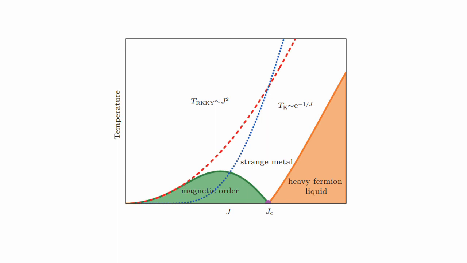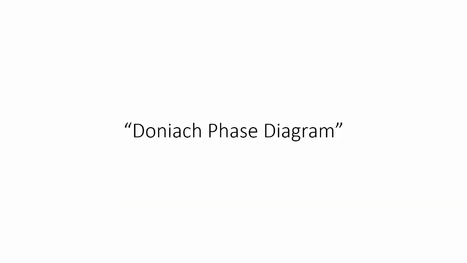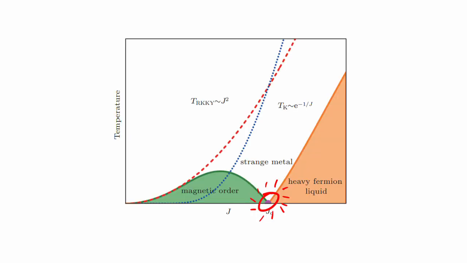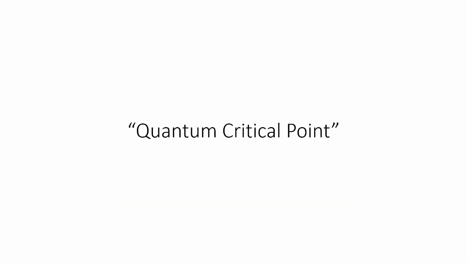By examining the phases observed as the value of J is increased, we can see that small values of J favour a magnetic order, while larger values favour the heavy fermion arrangement. At the border between these regions, we have the critical value of J. On the graph, which is named a Doniach phase diagram, the point with a temperature of 0 Kelvin and the critical J value is called a quantum critical point, or a QCP.